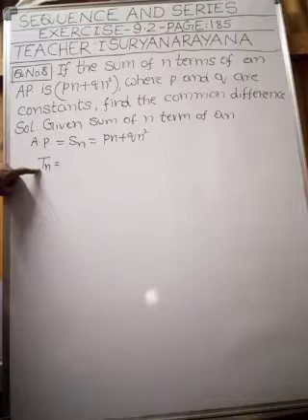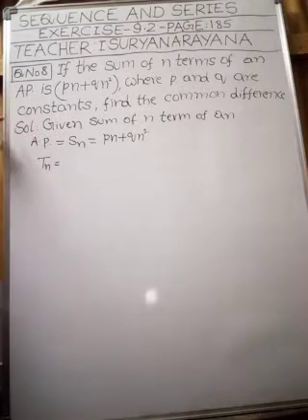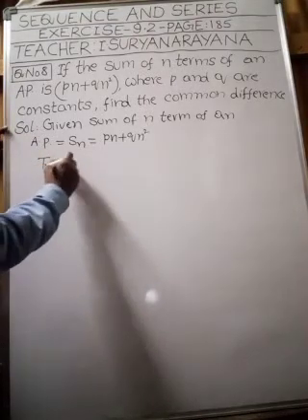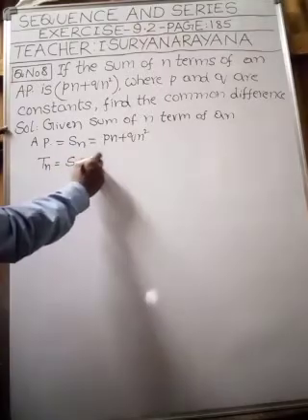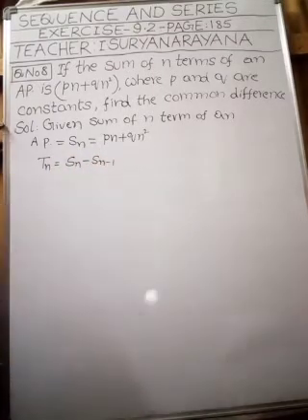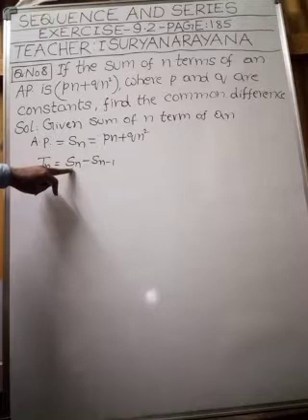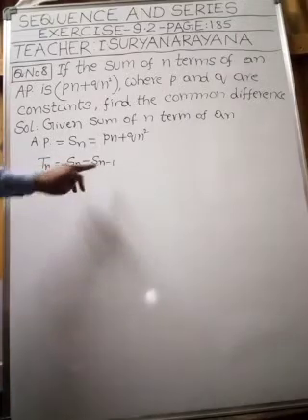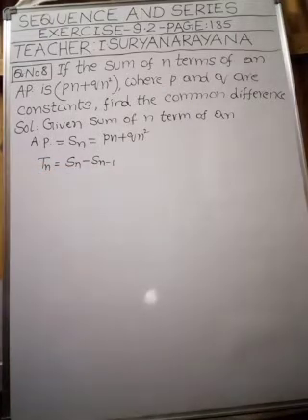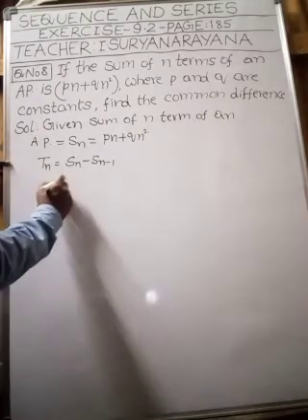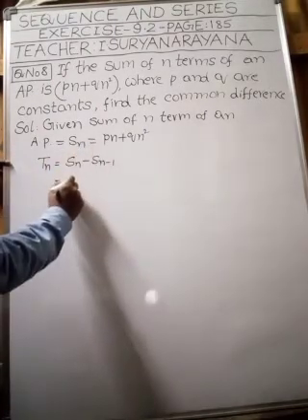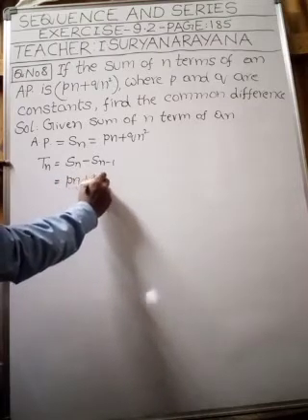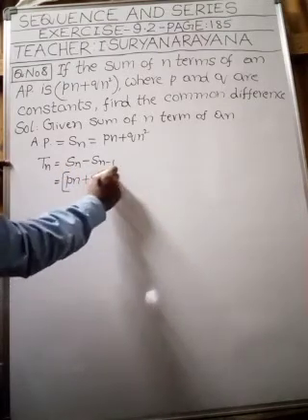Tn is the nth term of that arithmetic progression. The nth term of the arithmetic progression can be defined as Sn minus Sn minus 1: the sum of n terms minus the sum of n minus 1 terms. Then we get the nth term of the arithmetic progression. Okay, my children. Right. What is Sn here? Pn plus Qn square. Okay, my children.